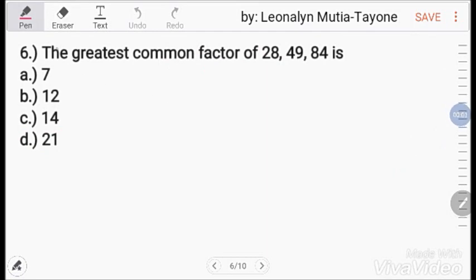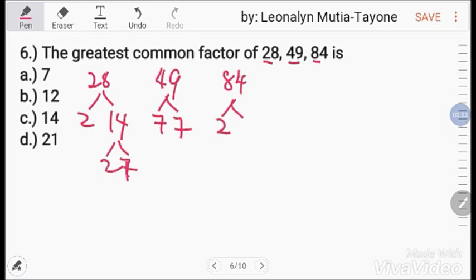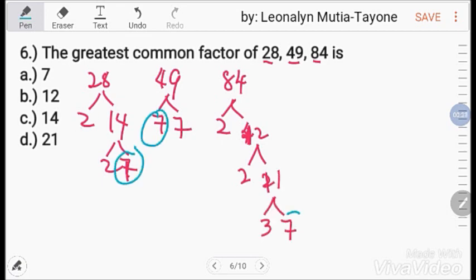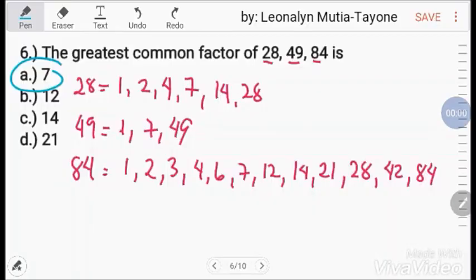Number 6, the greatest common factor of 28, 49, and 84 is. So we will factor out 28 first. We will see kung saan sila nagkapareha. Pareho silang 7. So that means yung greatest common factor is 7.